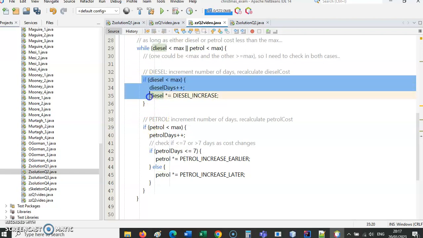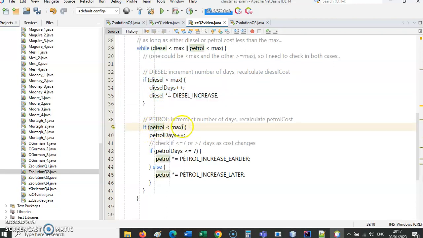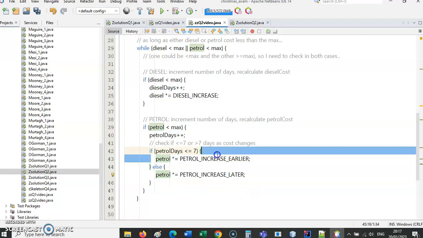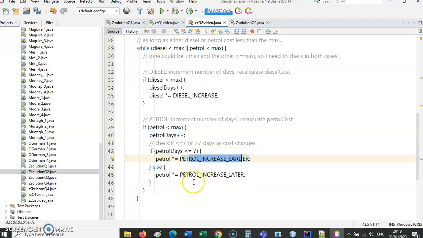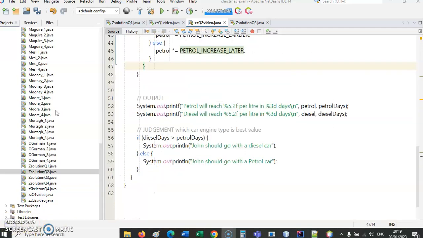Similarly, notice the shape of this. We've got if diesel less than max, increment, multiply. Okay, if petrol less than the max, increment, and then multiply. But we are multiplying 2 different ways depending on if 7 days has passed or not. Okay, so 1.05% up to 7 days, including 7 days, and then 2.5% afterwards. So that's our while loop.